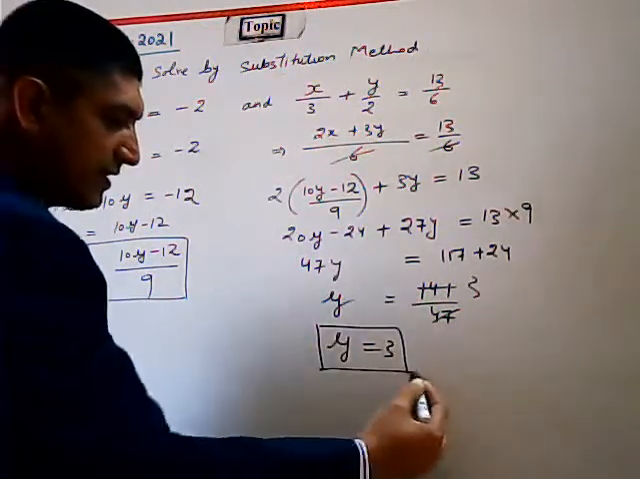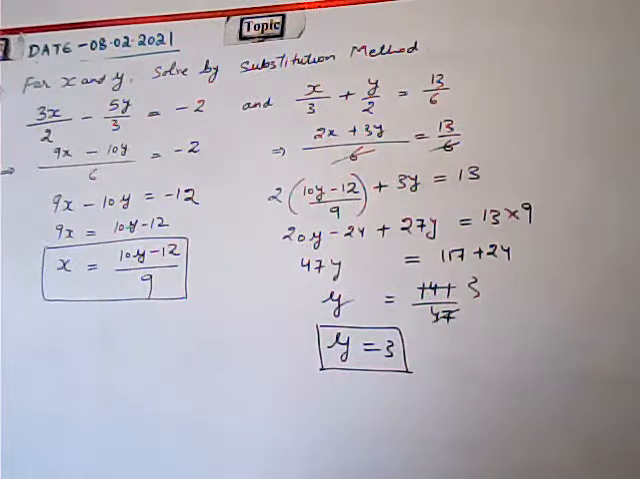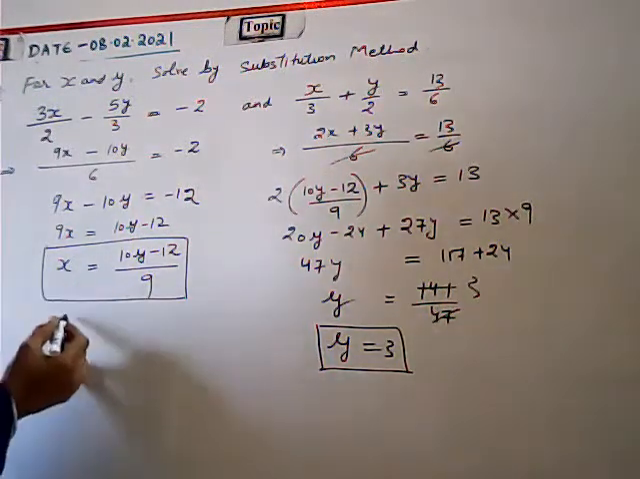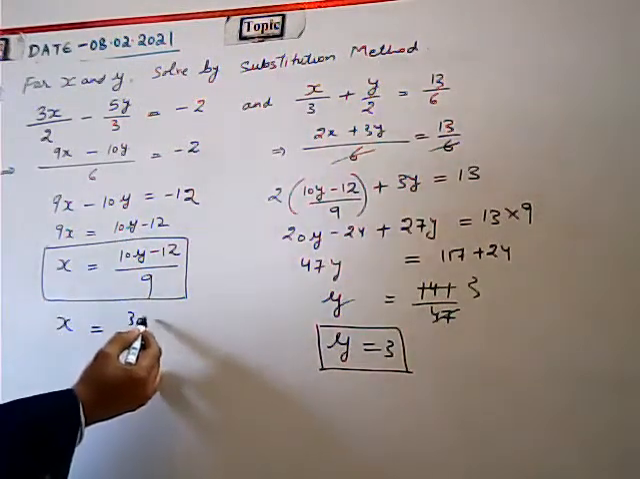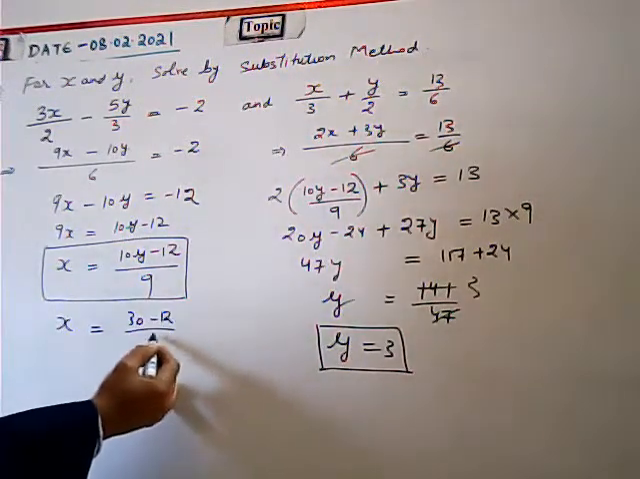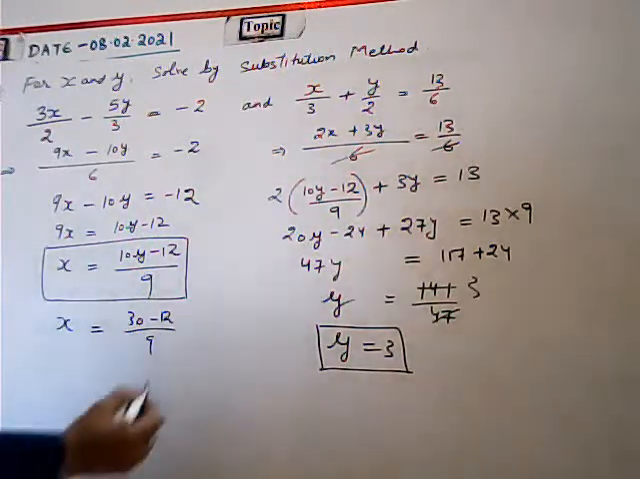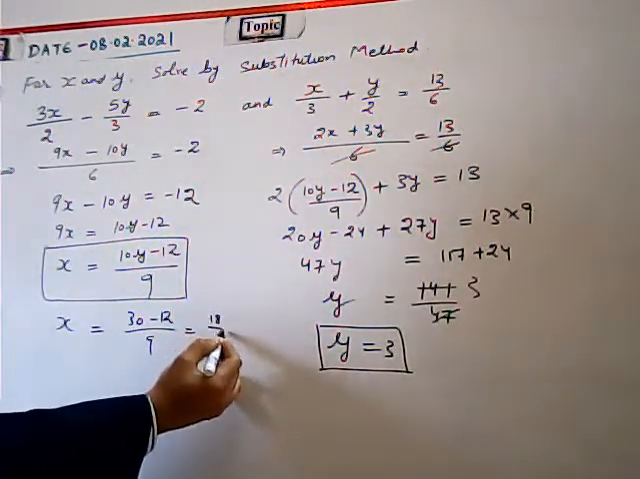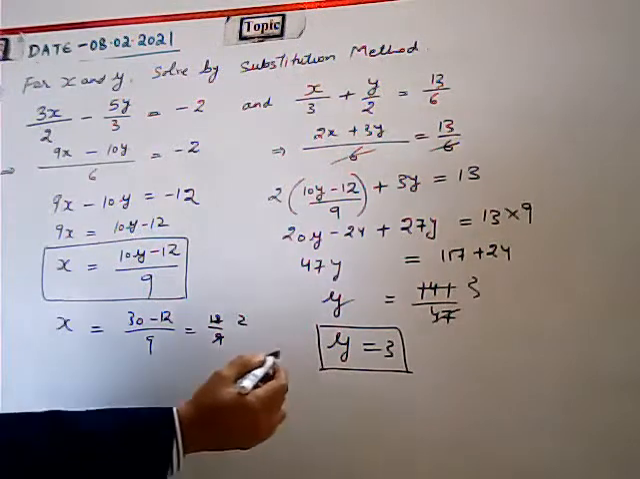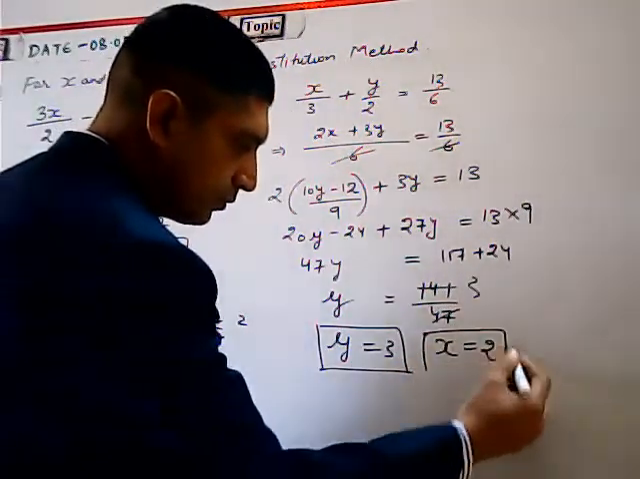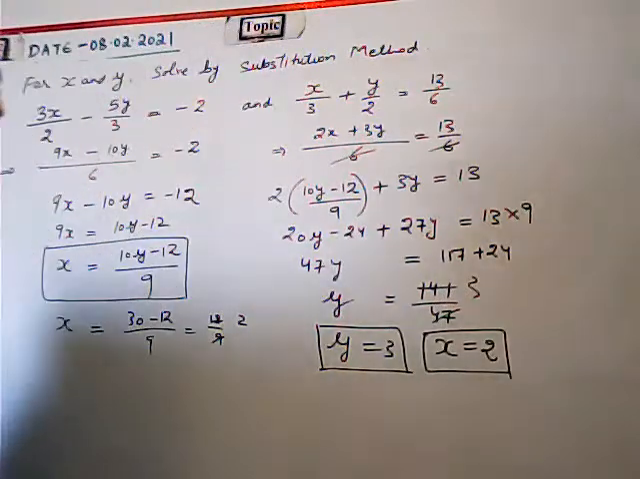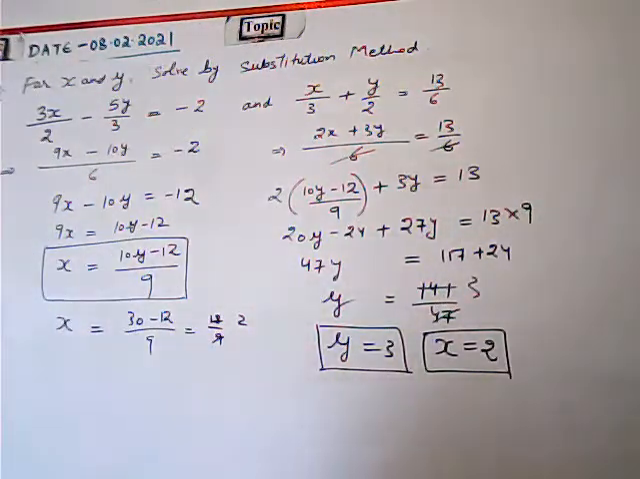Once value of y is 3, we can put the value in any of the equations, right? So x is equal to 30 minus 12 divided by 9, so it is equal to 18 upon 9, so value of x is equal to 2. What is the value of x? X is equal to 2.